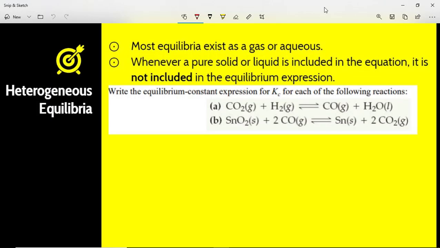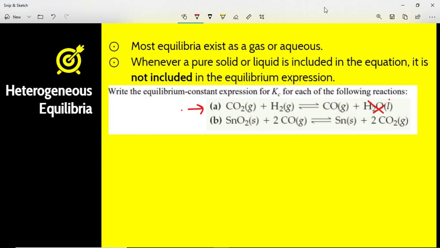So let's talk about calculating or finding the equilibrium constant equation for heterogeneous equilibria. Most equilibria exist as a gas or aqueous. However, when a pure solid or liquid is included in the equation, it is not included in the equilibrium expression. So for example here, we're going to calculate the equilibrium constant, Kc or Keq, for each of the following reactions. So this one here, when we calculate this, we do not include anything that is a liquid or a solid. So it has to be gas or it has to be aqueous.